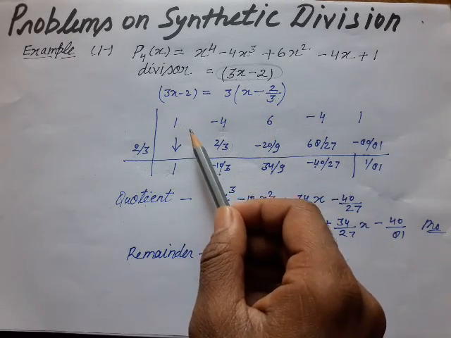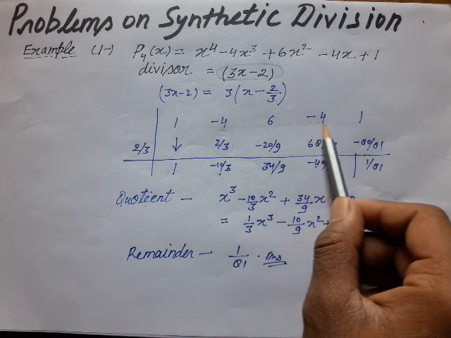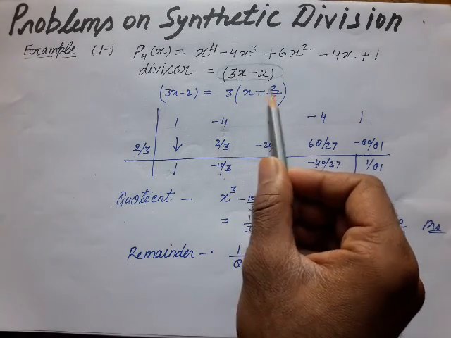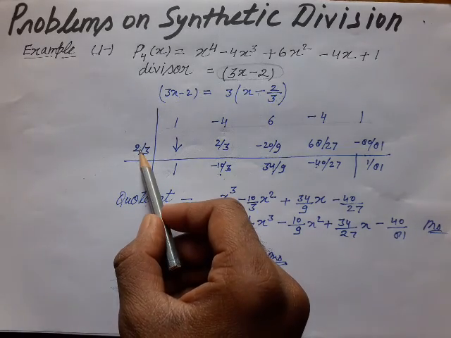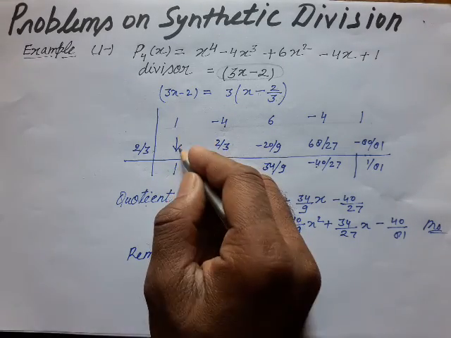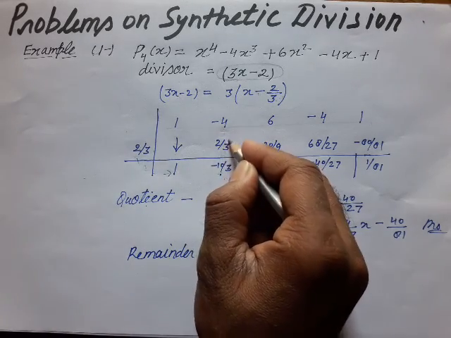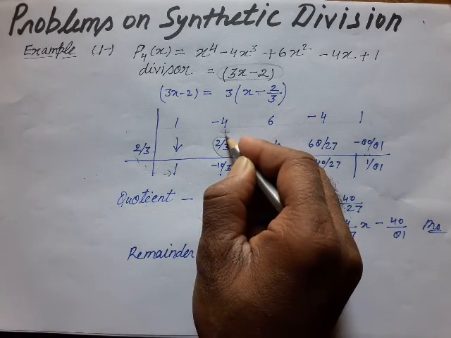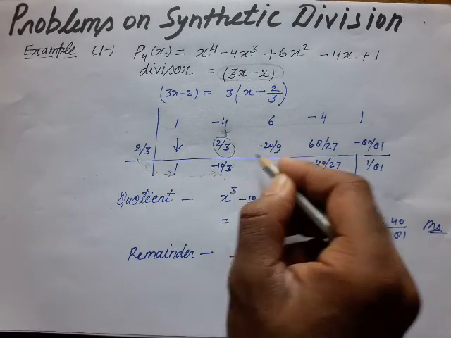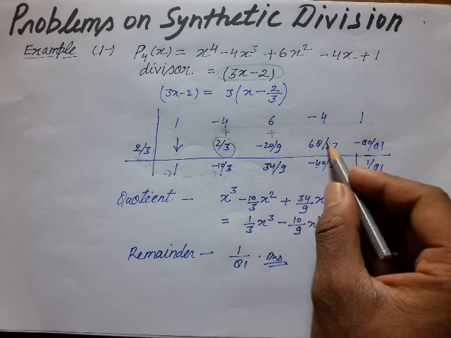For this synthetic division we write down Horner's scheme. For this purpose we write down the coefficients of the polynomial in the first row, and here it is minus 2 by 3, so we put down the opposite, which is plus 2 by 3. Now using Horner's scheme, leaving the first place we get 1. On multiplying 2 by 3 with 1 we get 2 by 3, on adding minus 4 to 2 by 3 we get minus 10 by 3. Again multiplying this by 2 by 3 and writing it down, on adding 6 to it we get 34 by 9, and this process goes on.